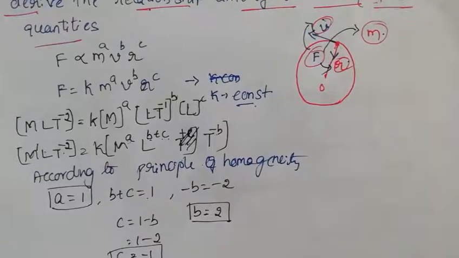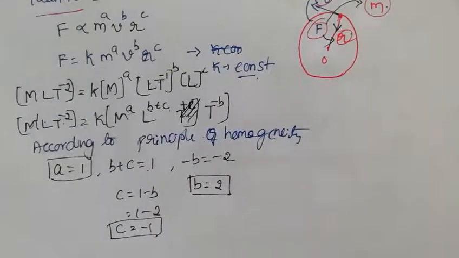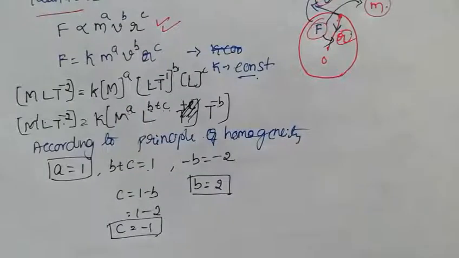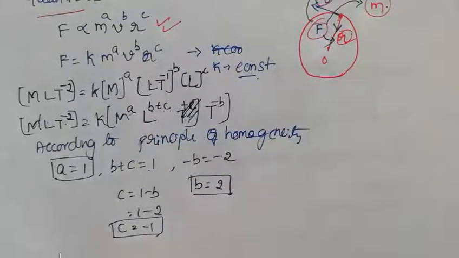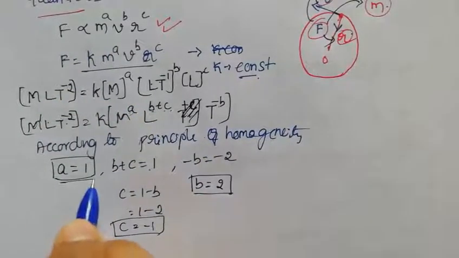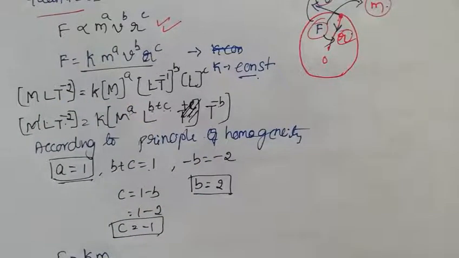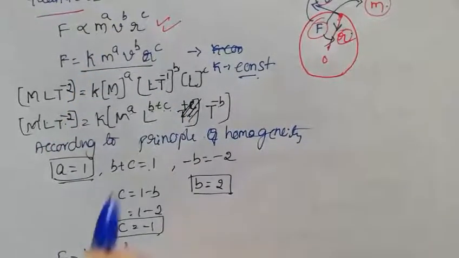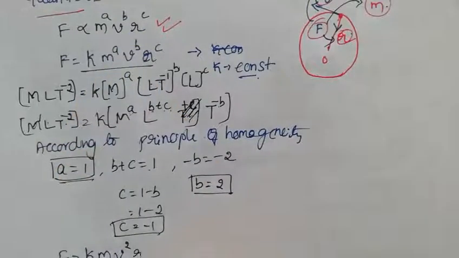So let us substitute these values. What am I going to do? I am going to insert them here, one by one. F equal to k, there is a proportionality constant k. We take k. M to the power of a, how much did we get? 1. That is m only. And v to the power of b, so v to the power of b means v square. And r to the power of c, r to the power of c is minus 1.